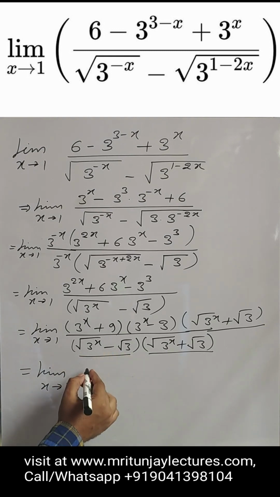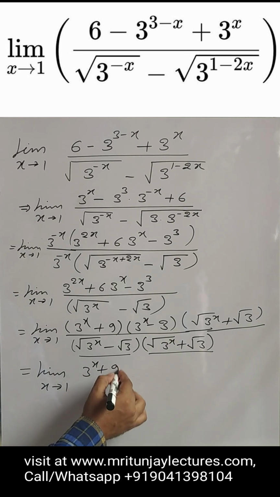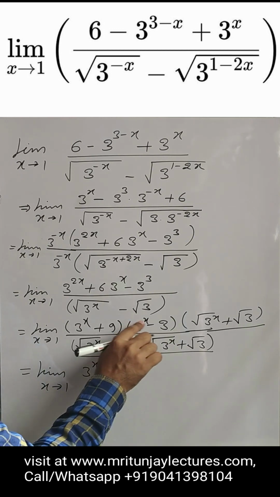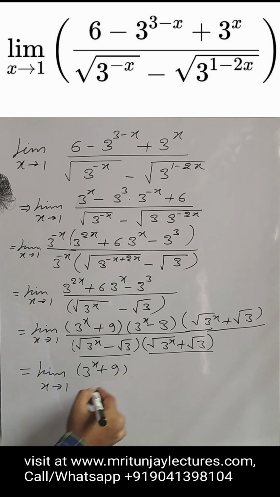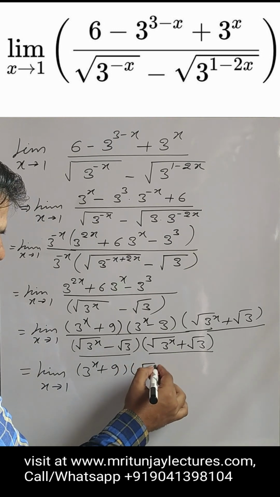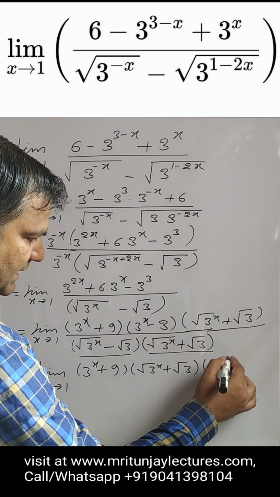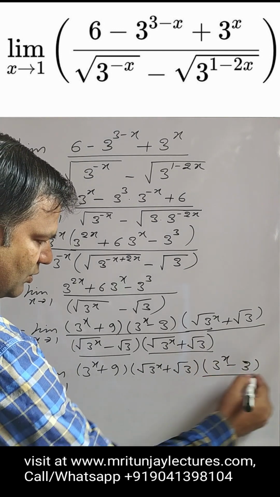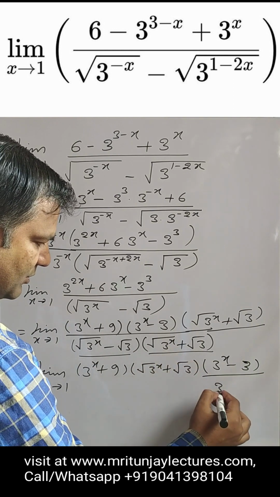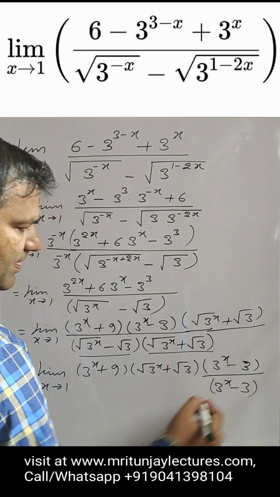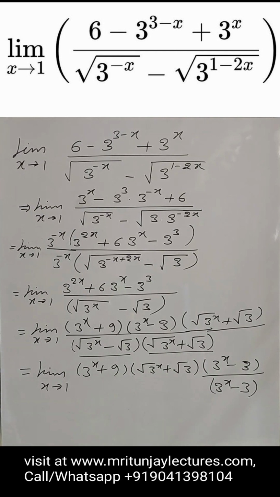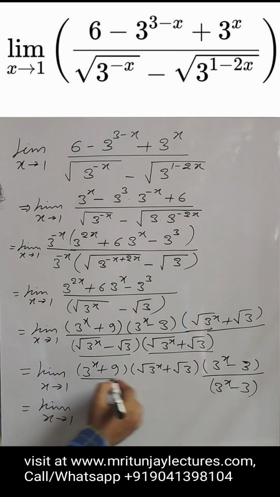If you see very carefully, then 3 to power x plus 9, into root 3 to power x plus root 3, and this one is 3 to power x minus 3, whole divided by this one, which is also written as 3 to power x minus 3. So that part and that part cancel out. Okay, clear or not? So the limit as x tends to 1.